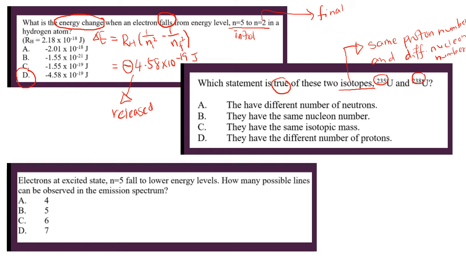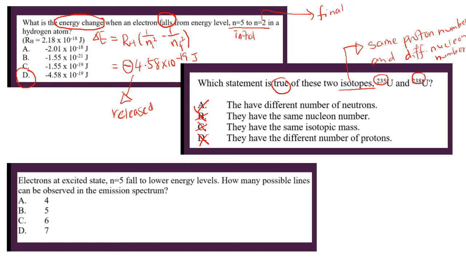So option A, they have different numbers of neutrons, so it's correct. They have the same neutron number, so it's wrong. They have the same isotopic mass. Because the neutron number is different, the isotopic mass is also different. And they have different numbers of protons is wrong. They supposedly have the same number of protons.